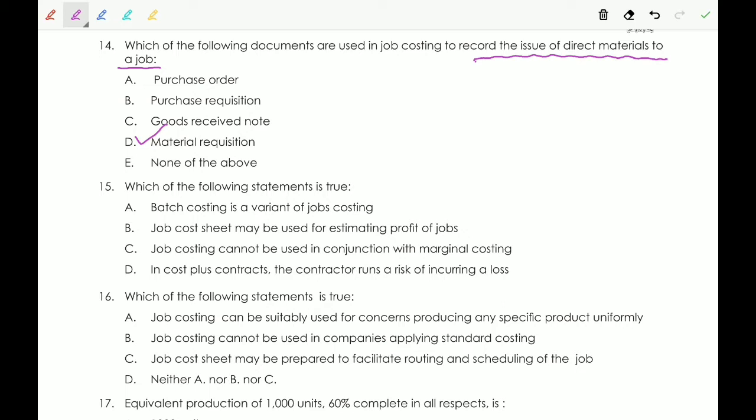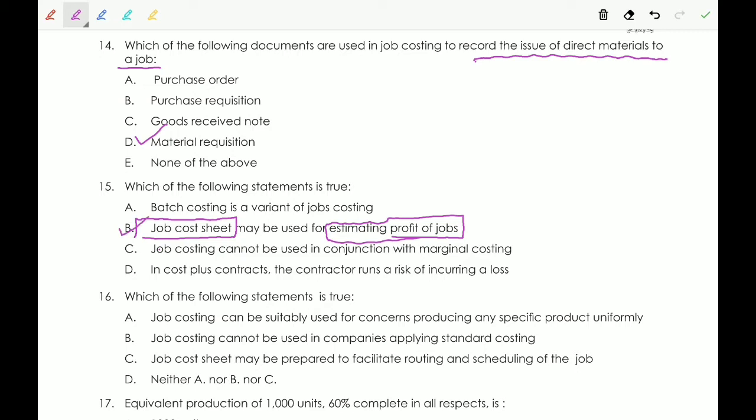Okay, next, 15th. Which of the following statements is true? Batch costing is a variant of job costing. No. Job cost sheet may be used for estimating profit of jobs. We have already seen the job cost sheet, in which we also calculated and estimated profit. So this statement is correct.